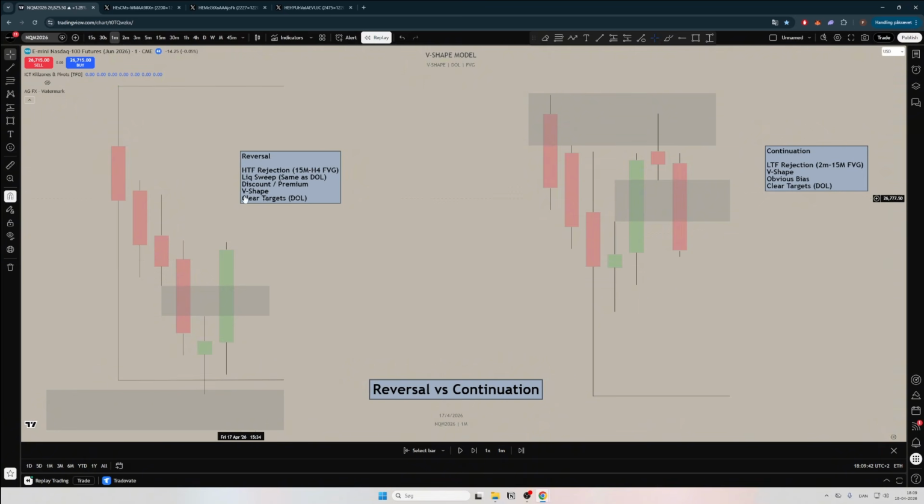And the next confluence is a V-shape, our entry model, and as you can see, this is a clean V-shape as I explained earlier. And the last confluence is clear targets, and again that's just draw on liquidity, because we want to target where we want price to go.